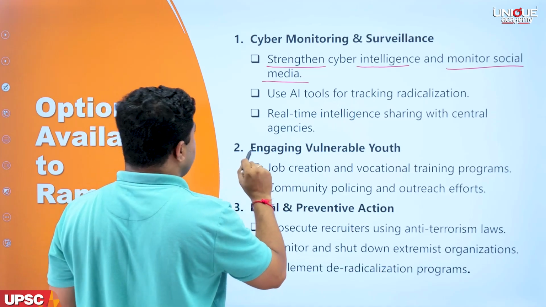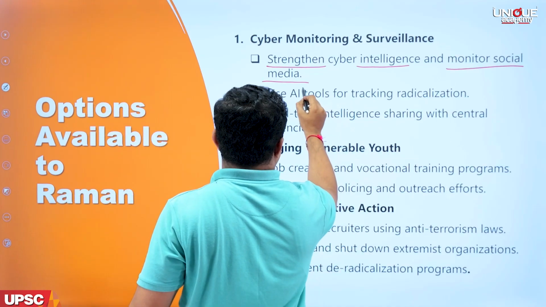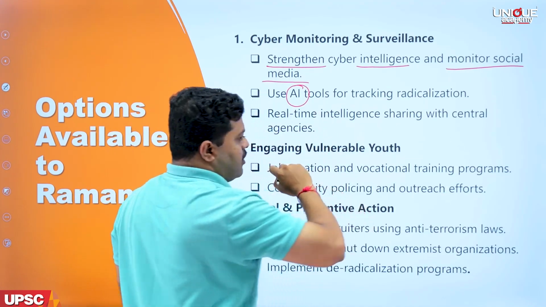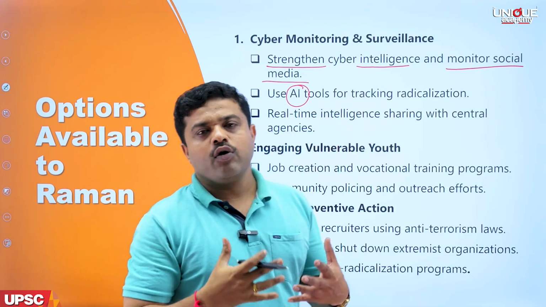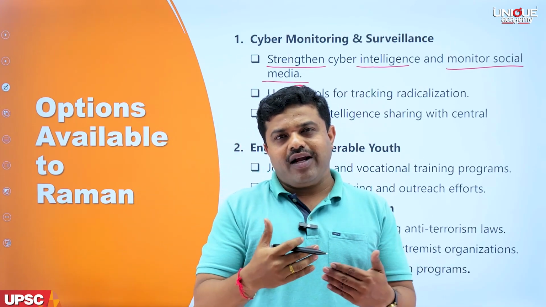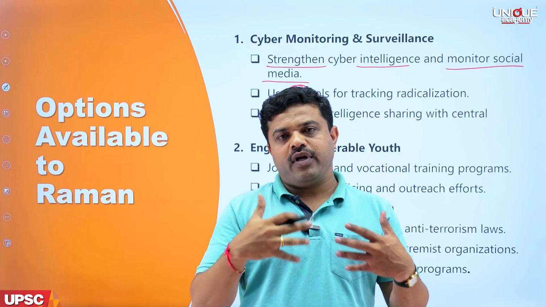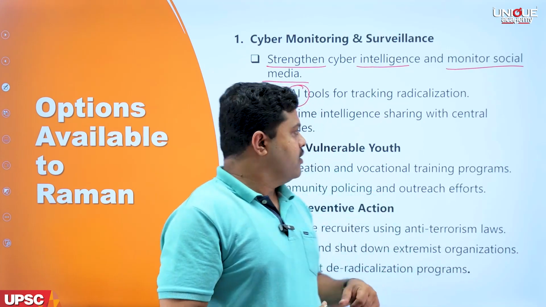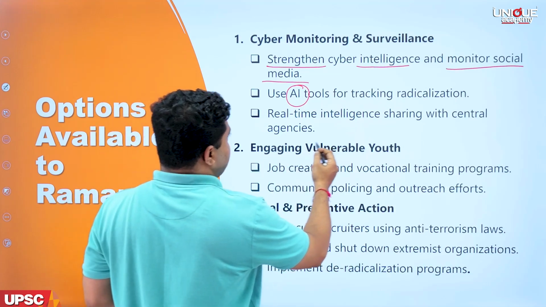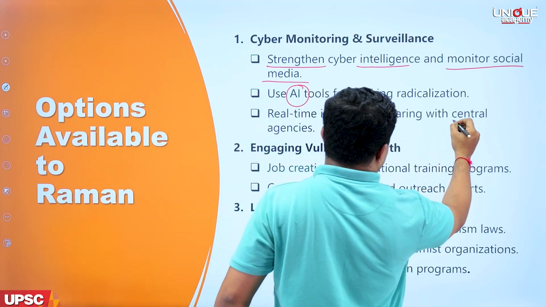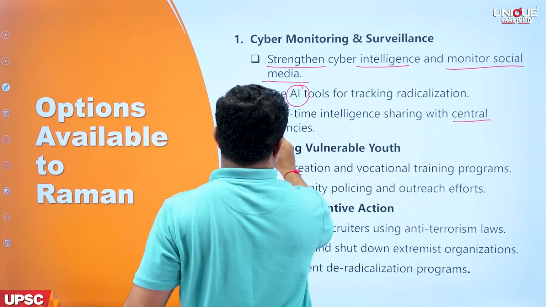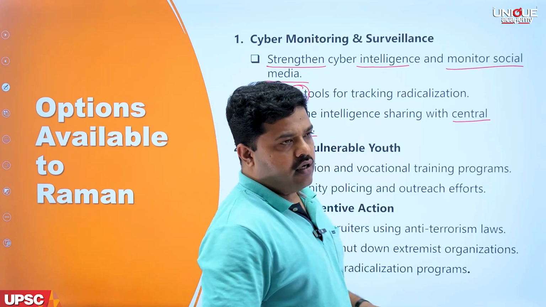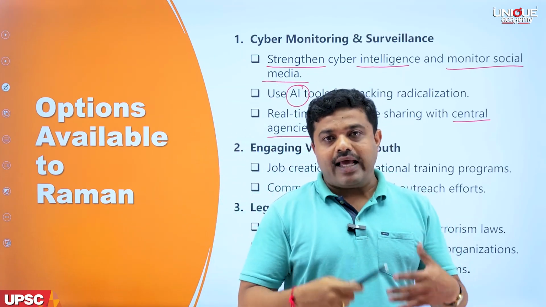Second, in order to track their radicalization, you can make use of AI. So AI, by using certain algorithms, can figure out what kind of words, phrases that are frequently used to interact with youth who are being radicalized. Real-time intelligence sharing with central agencies. So there are many central agencies involved in surveillance, involved in keeping intelligence, gathering intelligence.